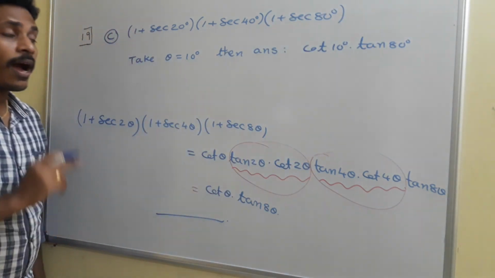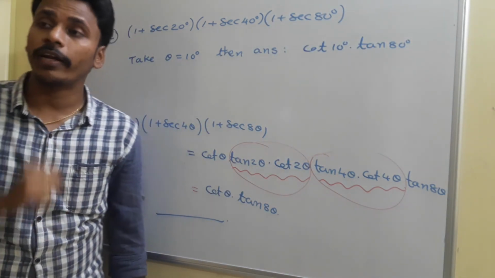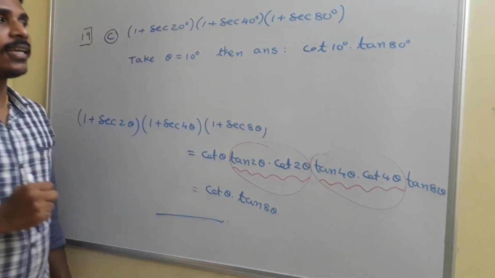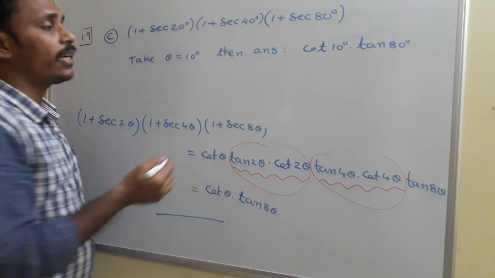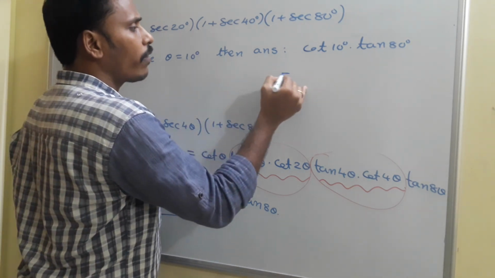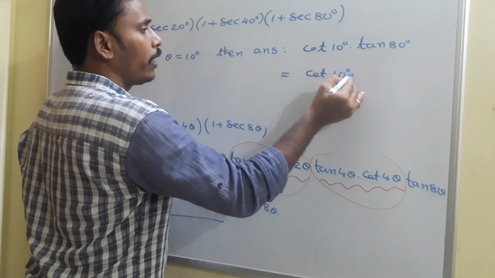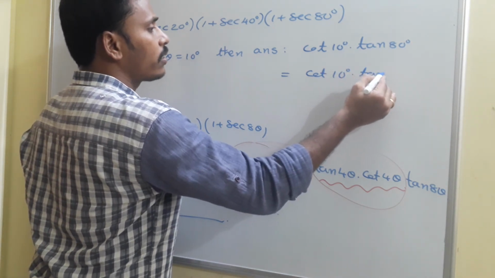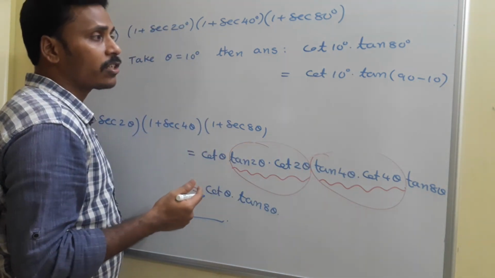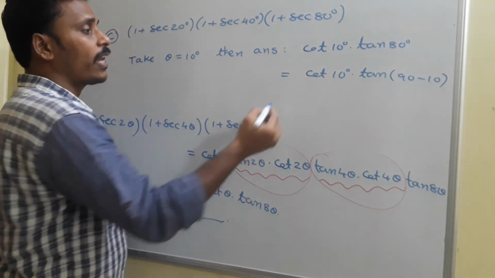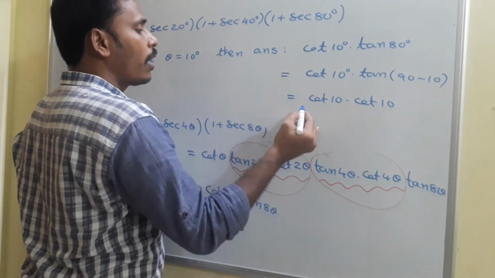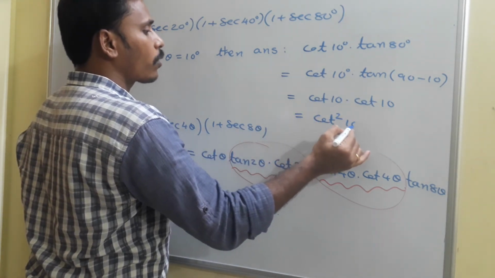That's a good thing, and there is further simplification. You need to identify it. Here, 10 plus 18 is how much? 10 plus 18 is 90 degrees, right? Since 10 plus 18 is 90 degrees, is there any chance to simplify? Try to simplify it. Cot 10 degrees into this tan 18, I will write it as tan of 90 minus 10. Tan of 90 minus an angle is again cot, so it becomes cot 10 degrees into cot 10 degrees, and your answer for this problem is cot square 10 degrees.